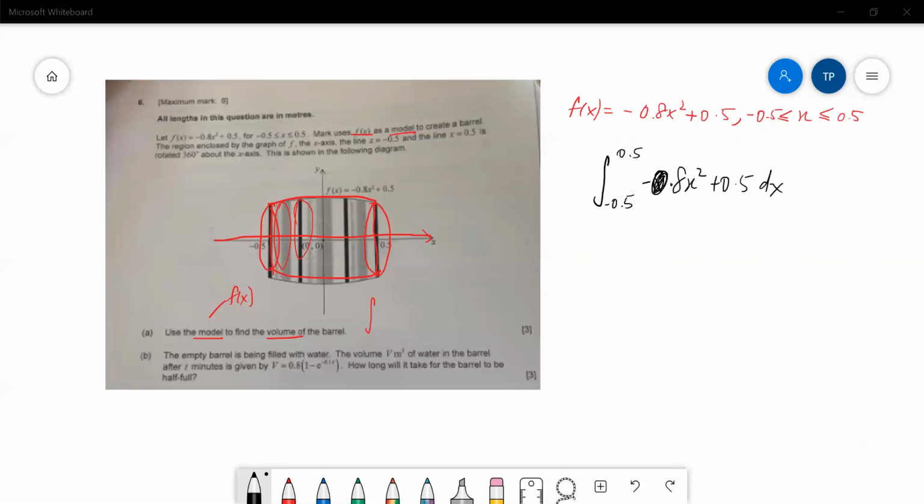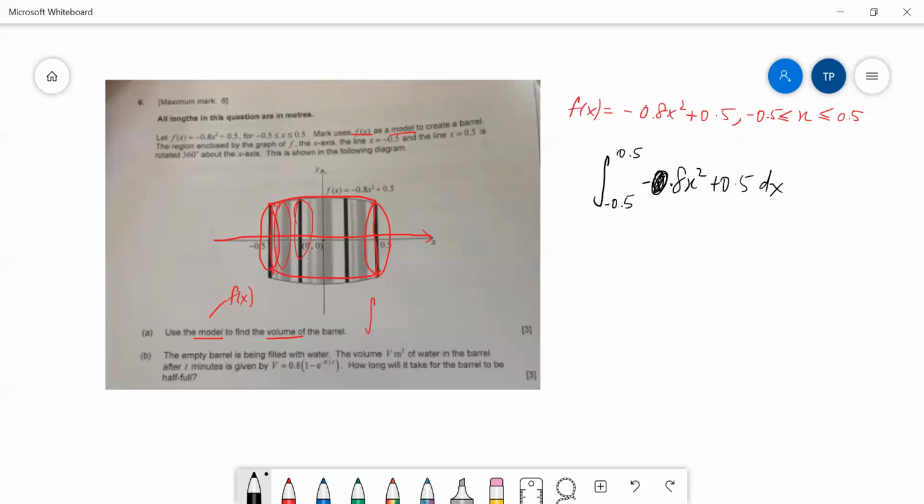But what about the pi? Oh, sorry, my bad. Made a terrible mistake. Pi, then you have to square this. From here you can use the GDC, then you should get a numerical answer.